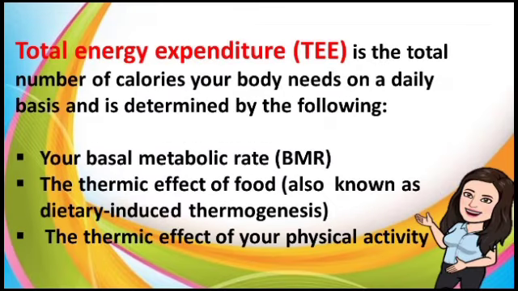Total energy expenditure, or TEE, is the total number of calories your body needs on a daily basis and is determined by the following: your basal metabolic rate, or BMR; the thermic effect of food, also known as dietary-induced thermogenesis; and the thermic effect of your physical activity.